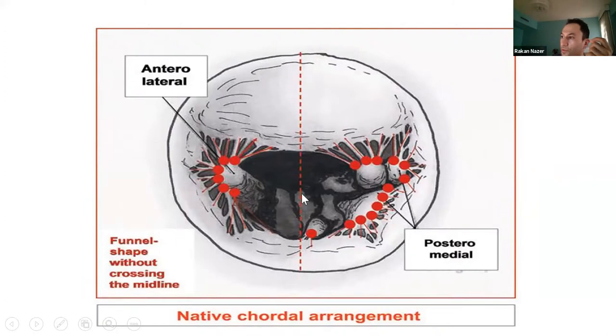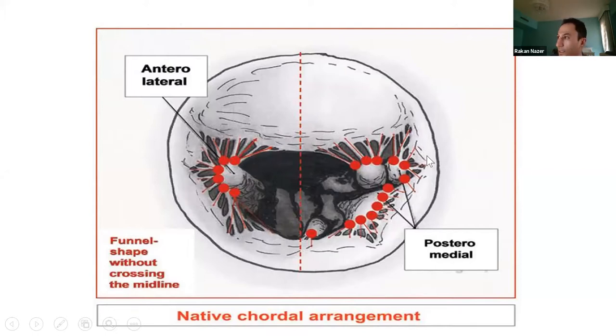It's very important when you're doing artificial cords in mitral valve repair to respect the midline, where you cannot put a cord from here and hook it up to an area different to the area of the midline. So you have to respect this anatomical demarcation and the cords.